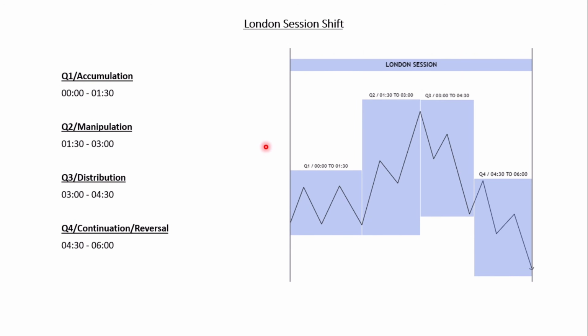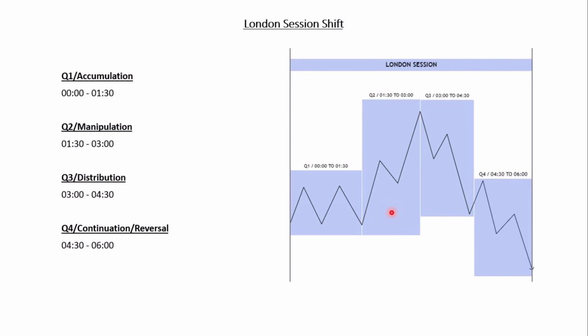So our first quarter is our accumulation phase, which is pretty much from midnight to 1:30 a.m. Everything is in New York time. Our second quarter is our manipulation phase, right? From 1:30 all the way to 3 a.m. Our manipulation phase is pretty much when price goes the opposite direction, right? It's kind of like it's looking to stop our retail, if that makes sense, right? Accumulation, we're collecting orders. Manipulation, we go the wrong direction to trick people, right? Distribution, that's when we go our true direction, right?